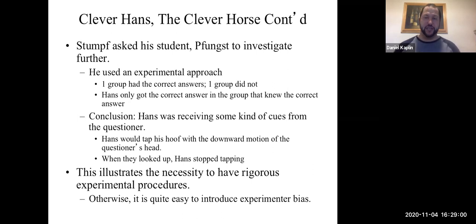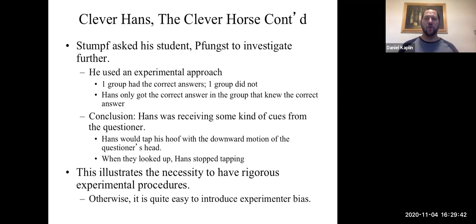So Pfungst had a genius idea. What Pfungst did was he designed an experiment where von Osten knew the answer and where von Osten didn't know the answer. And what he found was that Clever Hans, the horse, got the answer correct only when the owner or the questioner or the group knew the answer. But if they didn't know the answer, Hans, the horse, didn't get it right.